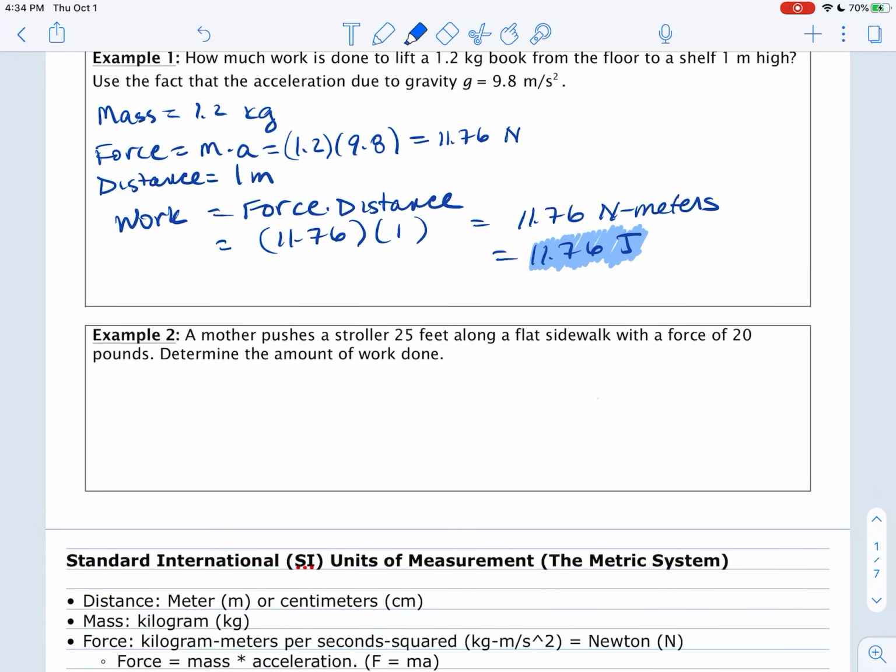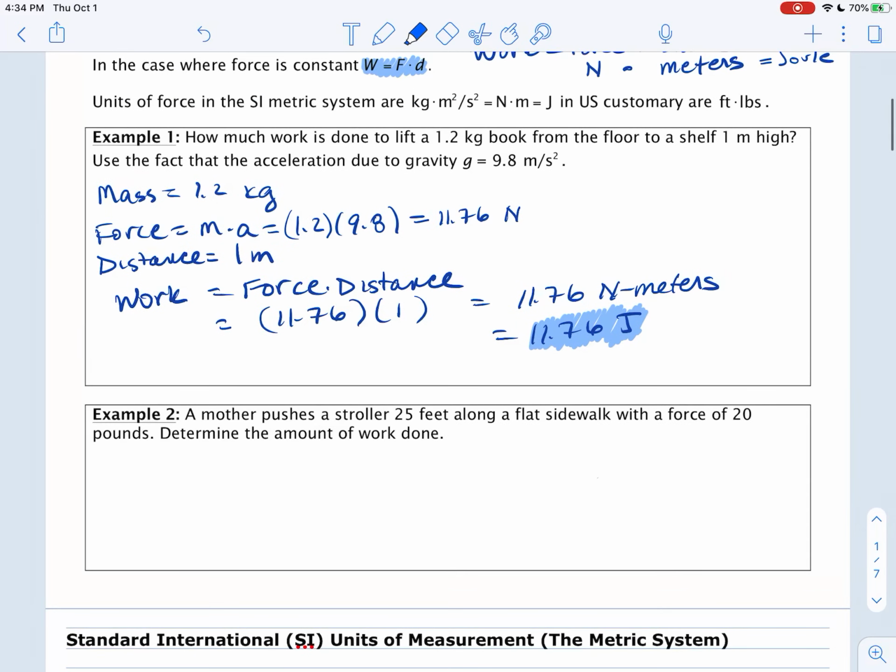Good. And in the second example, we see that we're in U.S. customary units of measurement. A mother pushes a stroller 25 feet along a flat sidewalk with a force of 20 pounds. Determine the amount of work. So we have that our force is equal to 20 pounds. Our distance is 25 feet.